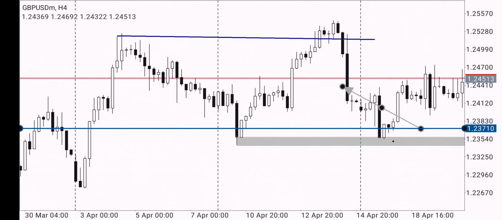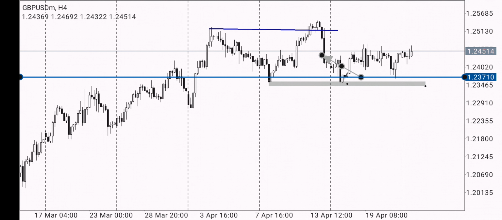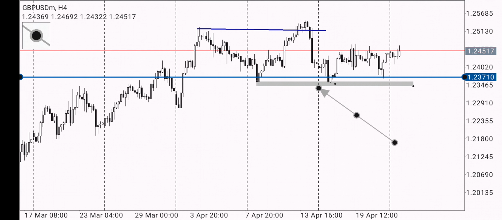Like me and my team caught this. We caught this from here to here, this from here to here, this from here to here. Okay, this from here to here. So I like catching the movement of the week.